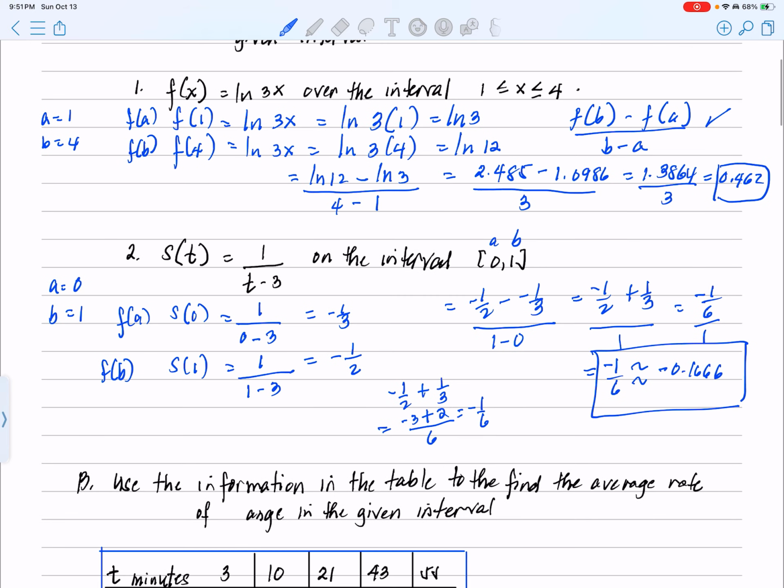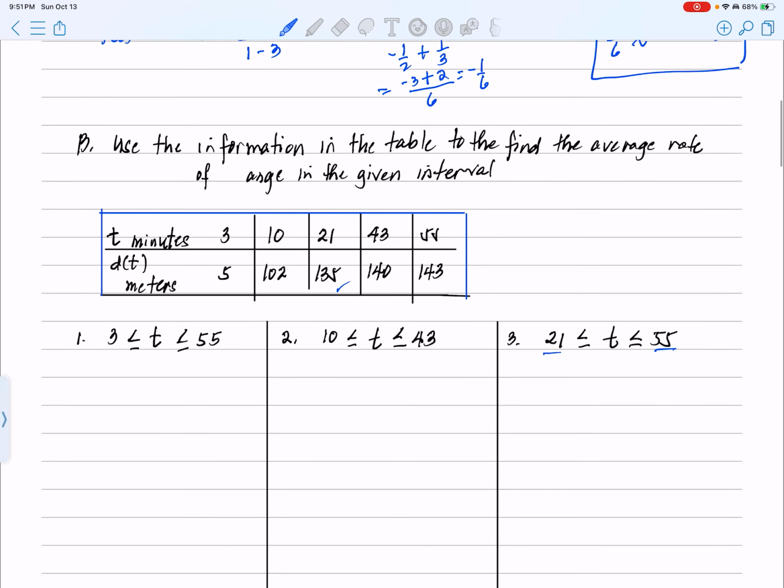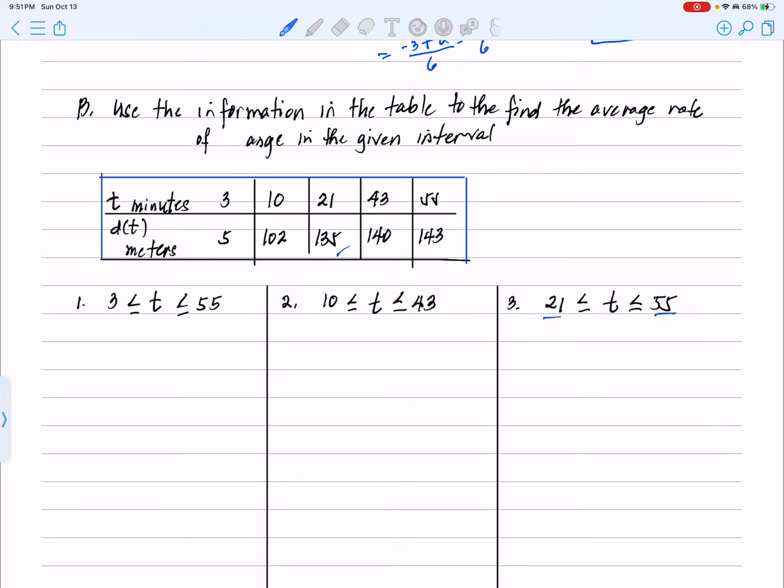All right. How about if you are given a table? Use the information in the table to find the average rate of change in the given interval. So you have t in minutes, and I could make a division there, D of t in meters. So this is the independent, the x value, and this is the dependent value.